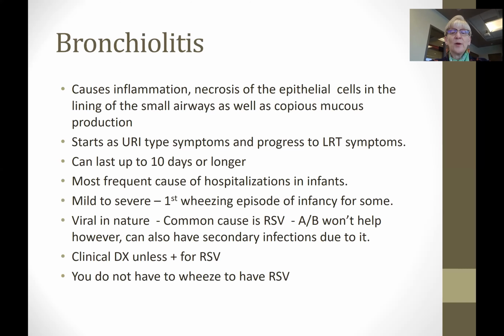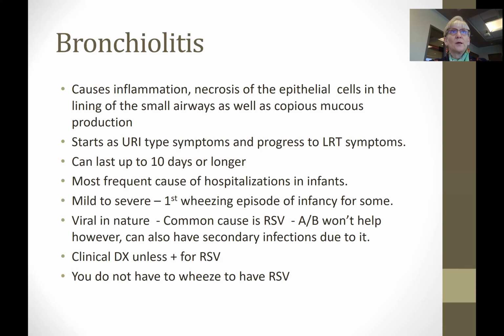But it is the most frequent cause of hospitalizations for acute care in infants. It can be mild to severe, as we've already talked about. Sometimes this is the first wheezing episode of infancy. A lot of times kids, once they've had RSV, will continue to catch upper respiratory infections pretty easily.